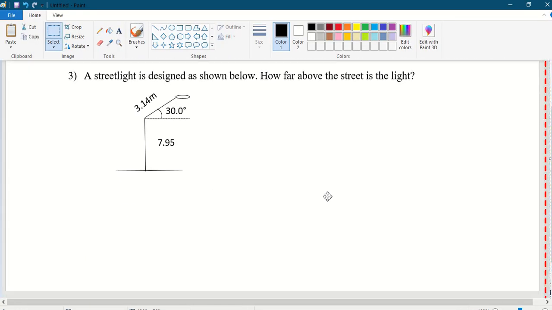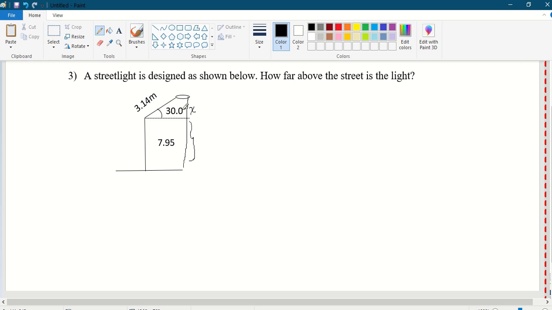So for this one, basically we want to find the distance from here to here. We already know this one is 7.95. So if we can find this and then add this distance, we will find the total height, how far above the street the light is. So we can find that. Let's start with finding x first.